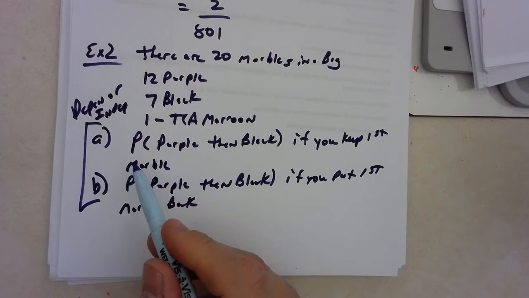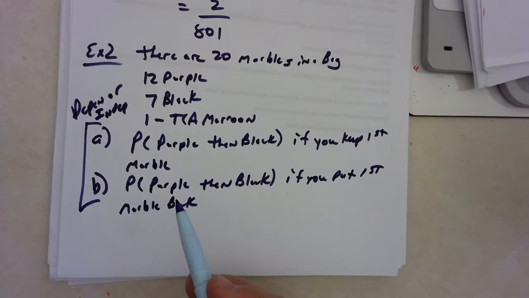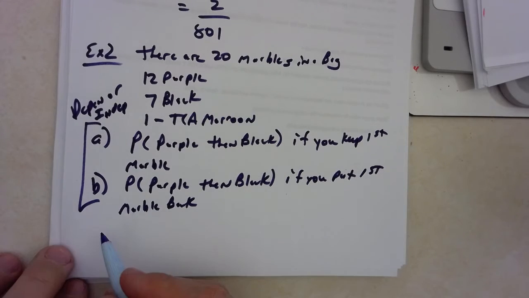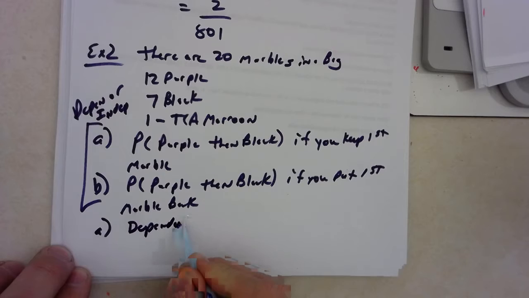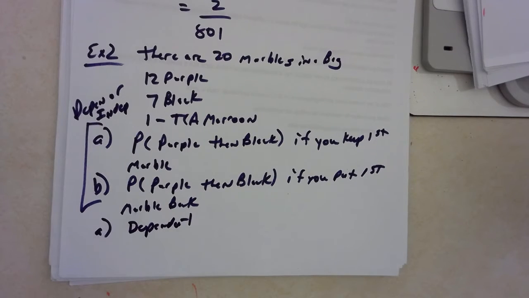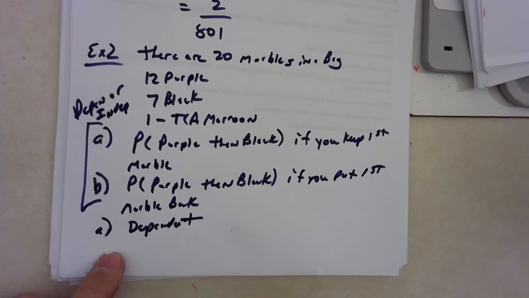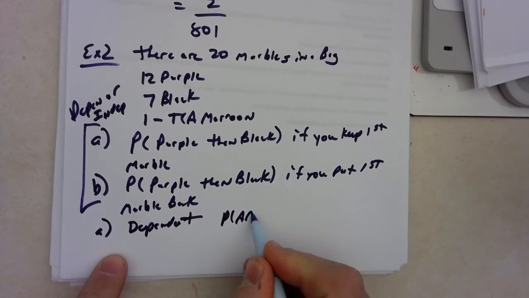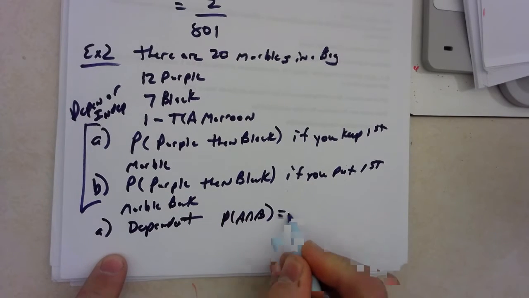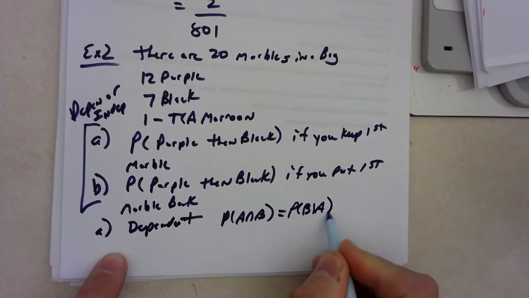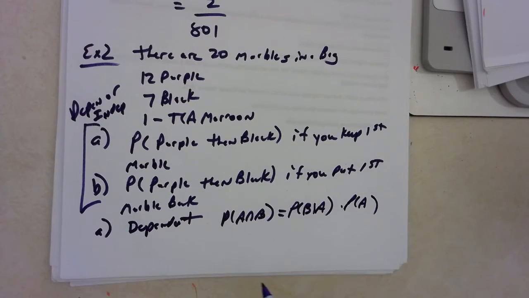Okay, for part A, the marbles. I'm talking, you're not. We have rules. All right, it's dependent. That means the probability of A and B is equal to the probability that A occurs times the probability that B occurs after. Let's fill in the blanks.